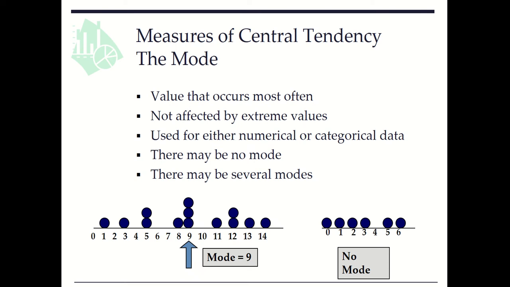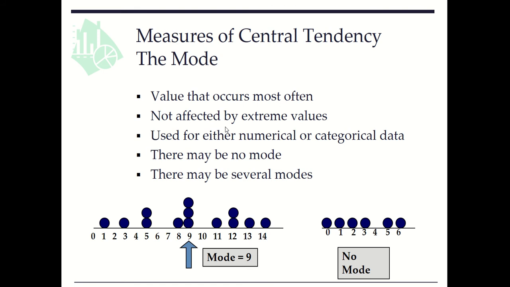In this video clip, we'll learn the mode, a measure of central tendency of a set of data, either sample or population. The mode is the value that occurs most often. The mode is not affected by outliers. It can be used for either numerical or categorical data.